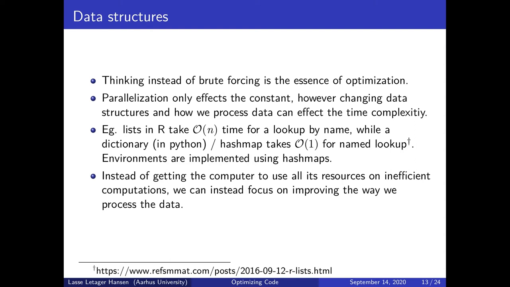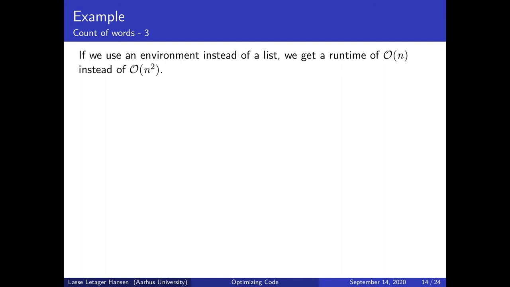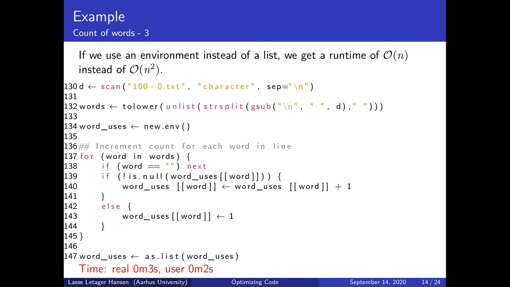Instead of just letting the computer do a lot of computation on inefficient things, we can improve it by doing the process on better data structures. Changing lists to hash maps, we'll get a runtime of O of n instead of O of n squared. And as you can see here, that results in a 3-second runtime instead of 8 minutes. So it's fairly noticeable to actually look at what data structures you're using.